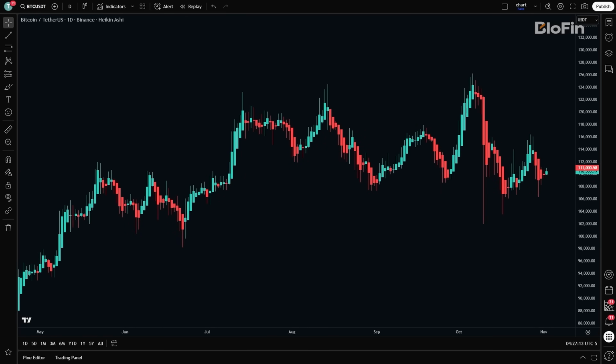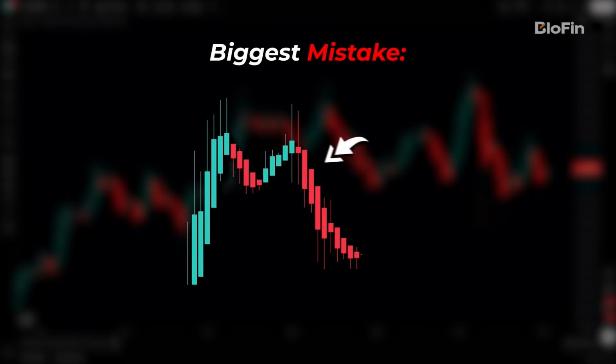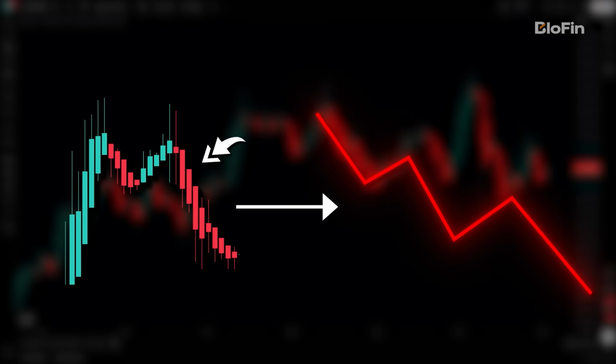Now, before I explain how to trade with it, I want to talk about the biggest mistake I see traders make when using this indicator. And making this one mistake can easily lead to painful losses, so make sure that you avoid it.